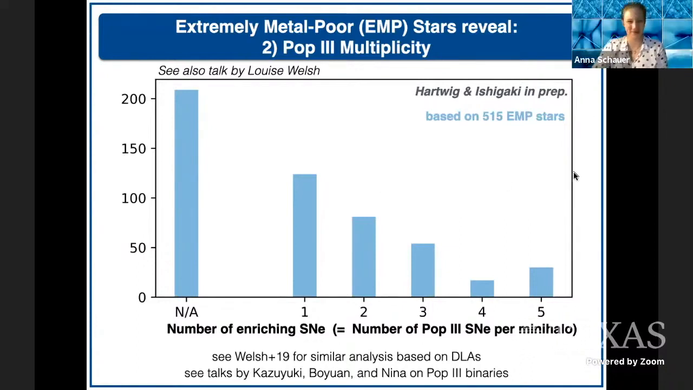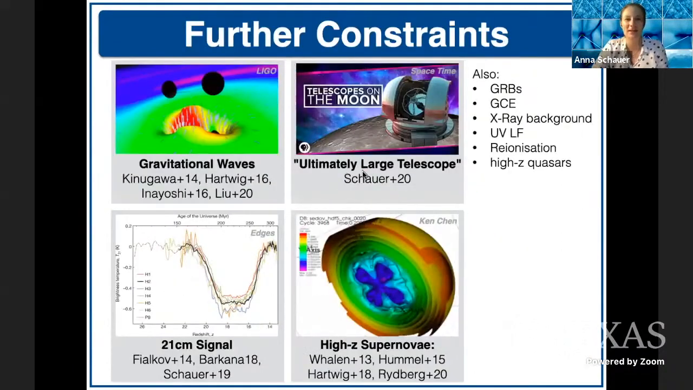Okay, awesome. And we have a last question by Zoltan. How sensitive is the ULT on the moon? Say, what is the mass of a POP3 star cluster at redshift 10 that it can detect?